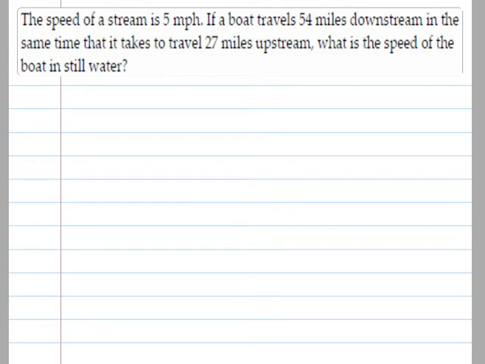The speed of a stream is 5 miles per hour. If a boat travels 54 miles downstream in the same time that it takes to travel 27 miles upstream, what is the speed of the boat in still water?